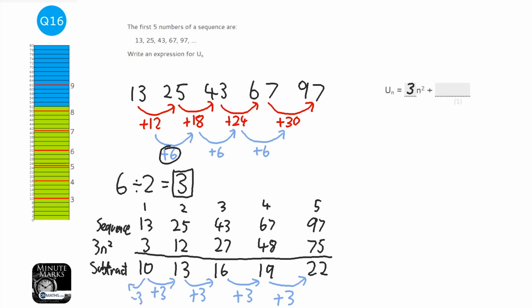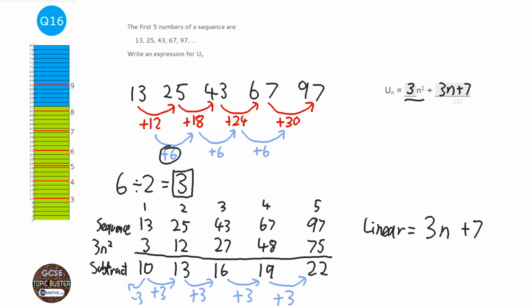And that tells me, so I'll say linear, that's going to be a 7. So we know we're going to add 7. And we know it goes up in 3. So it's going to be 3n plus 7. So we've got our 3n squared already. And we just need to add 3n plus 7.